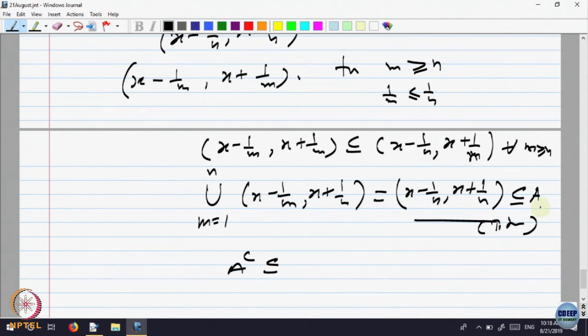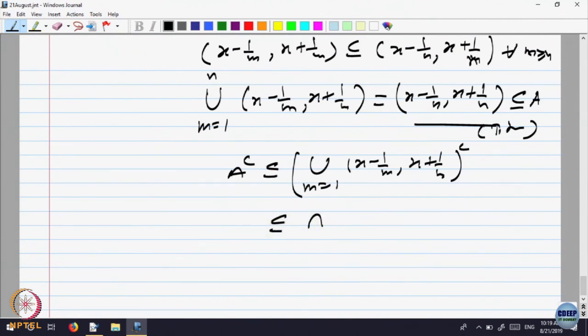So, where should be A complement? If these unions are inside A, where should be A complement? In the union m equal to 1, this is inside this. So, x minus 1 over m, x plus 1 over m complement, right? Is that okay? If something is inside A, complement is inside the complement of that. So, inside intersection of m equal to 1 to n, x minus 1 over m to x plus 1 over m, complement of that set. So, let me write complement of this interval.